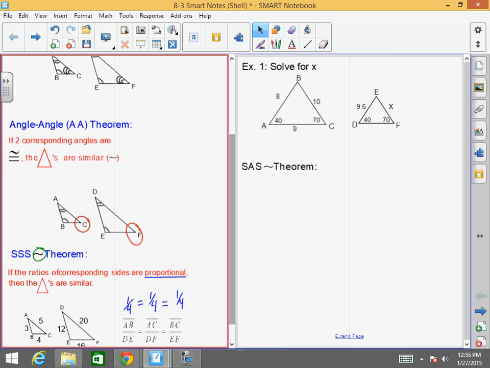So, I want to solve for x here. The only way I can solve for x here, though, I kind of messed up here, I just realized. I have to tell you that both of these are similar.